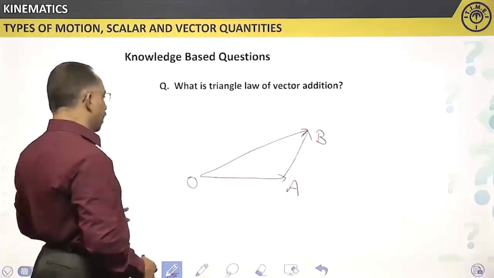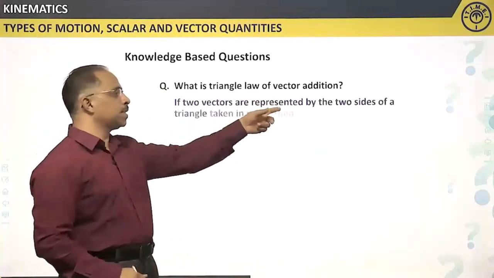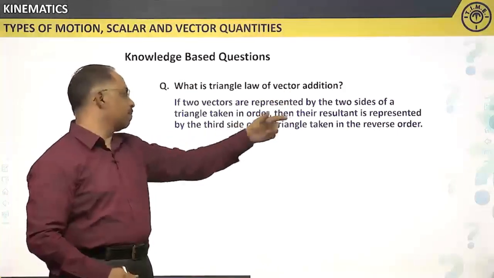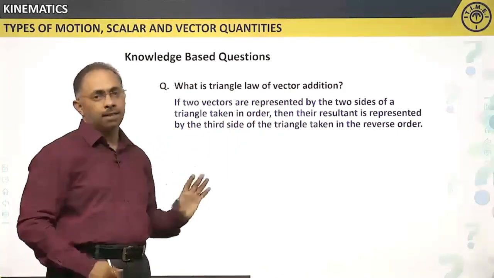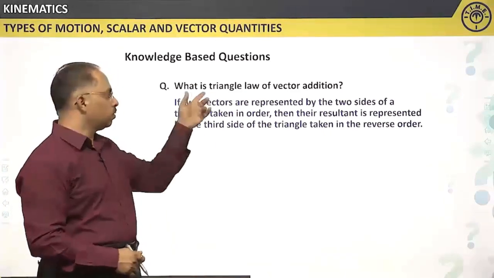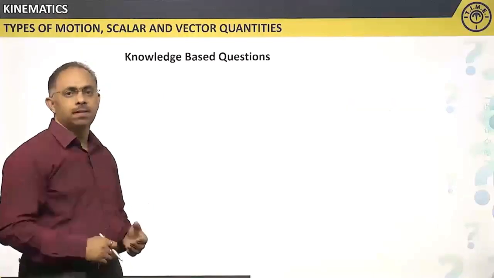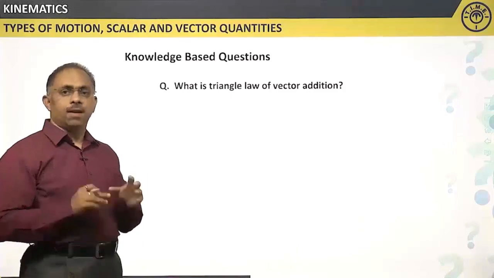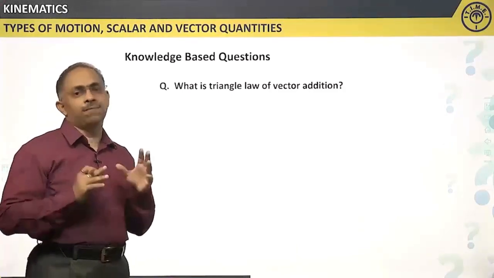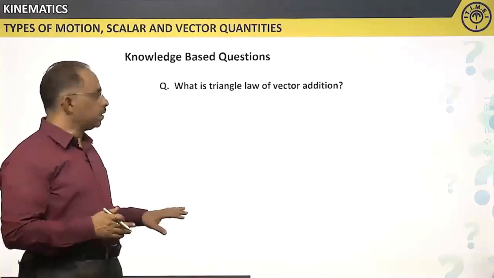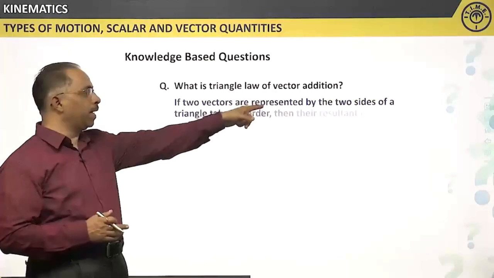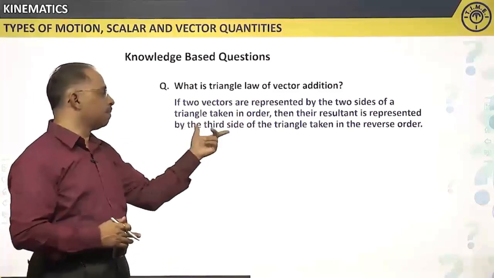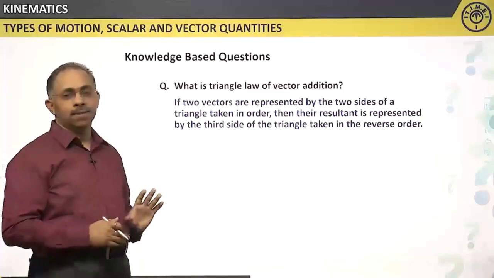Let us look at the statement of the triangle law. If two vectors are represented by two sides of a triangle taken in order, their resultant is represented by the third side of the triangle taken in the reverse order. Clear? This is the triangle law of vector addition. Let us see the next question on the screen. What is the triangle law of vector addition? It deals with the addition of vectors. The statement goes like this: if two vectors are represented by two sides of a triangle taken in order, then their resultant is represented by the third side of the triangle taken in the reverse order.